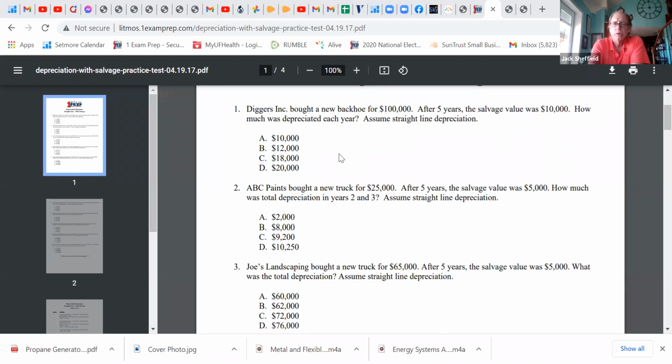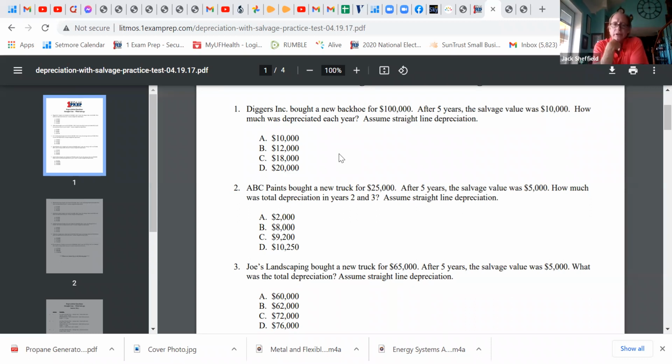All right, so number 1, you should have gotten $18,000. We take the 100,000 minus the 10. Okay, remember the salvage value has to come out first. You get 90. 90 divided by our 5-year life is $18,000 per year. Excellent.